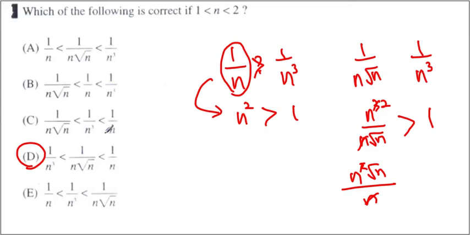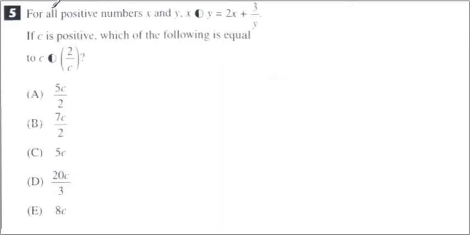Now, on this particular question, just plugging in a number in place of n, such as 1.5, would have worked. But plugging in is not the best way at all times. The best way for us to do it is through algebraic expressions. So that's the route which we have taken. All right, let's look into number 5 together.